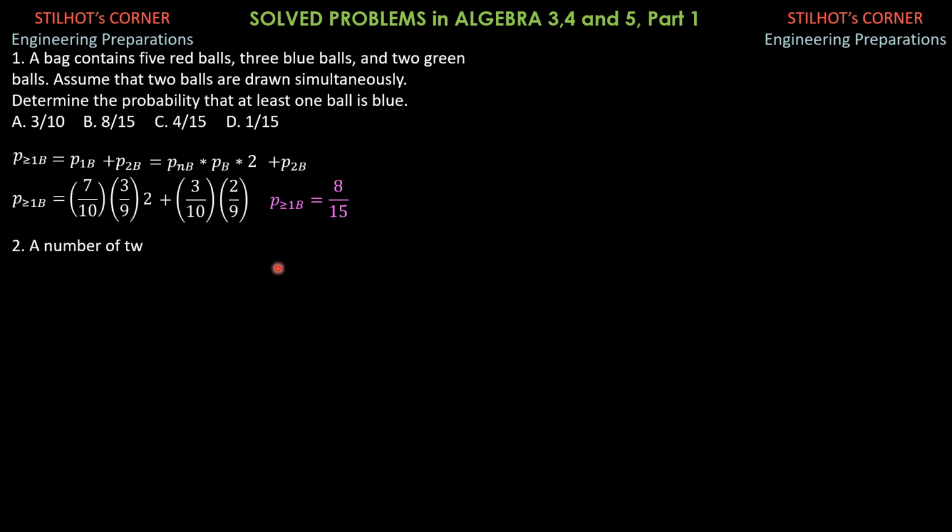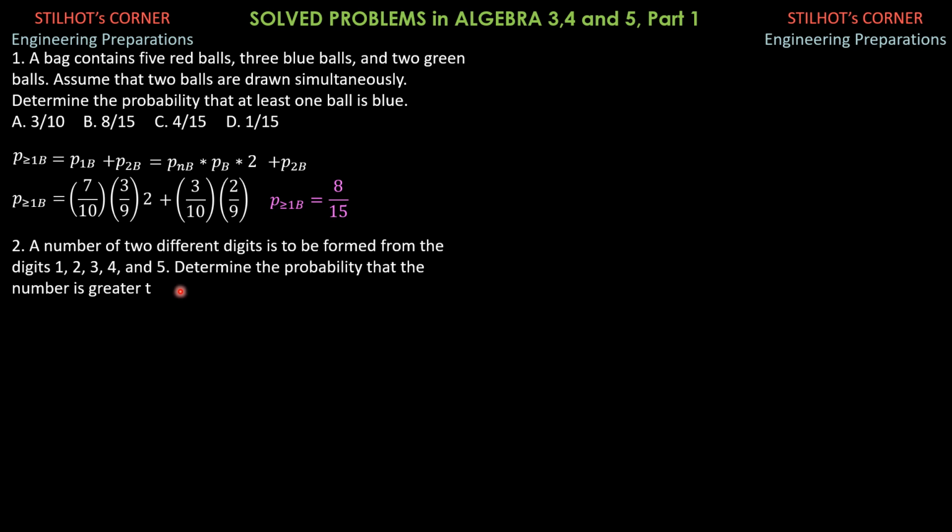For the second problem, a number of 2 different digits is to be formed from the digits 1, 2, 3, 4, and 5. Determine the probability that the number is greater than 34.